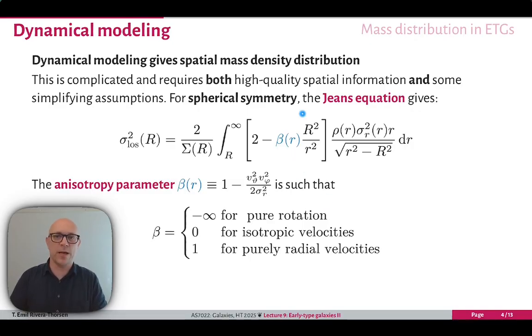And it is defined in such a way that for a pure rotation of the galaxy, like if the galaxy was rotating as a rigid body or just only rotating without any kind of thermal motion, then you will get an anisotropy parameter of -infinity. If you have completely isotropic velocities, that means that at any given point, on average, you will find the velocities being the same from all directions, then you have a zero. And for purely radial velocities, you will get an anisotropy parameter of 1.